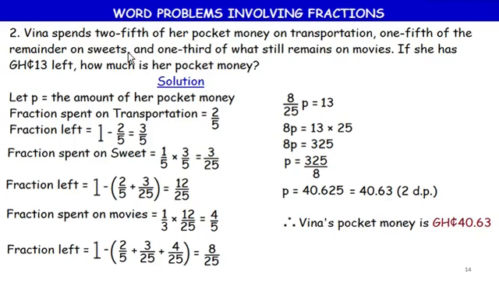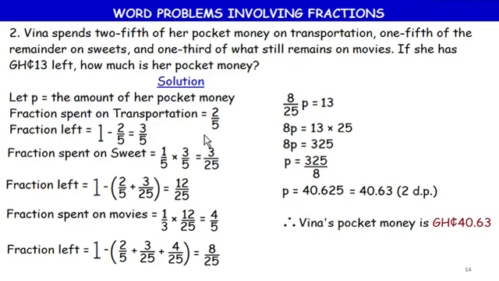Okay, let's move on to the third statement. 1/3 of what still remains on movies. So this one too means 1 over 3 times the remainder after spending on transportation and sweet. So here too, it is imperative on us to find the remainder first before we find 1/3 of the remainder. So how do we find the remainder? We take the two fractions spent out of the whole of 1.